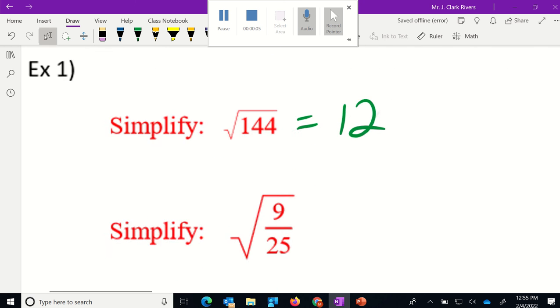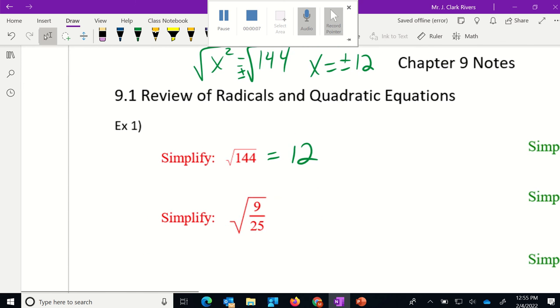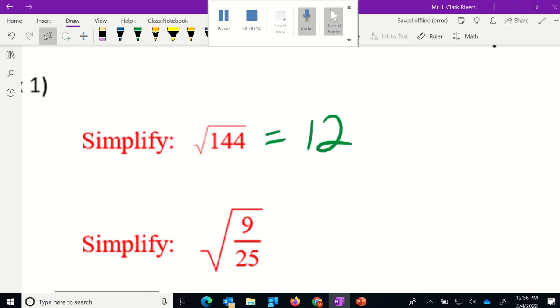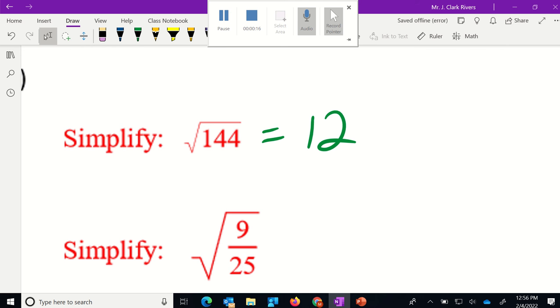All right. Square root of 144, guys. These are your 9.1 notes. So if you're at home, 9.1 is where we're at today. Pause the video now if you're not caught up with me. But square root of 144 is 12. We just talked about whether it's 12 or plus or minus 12. It's just 12. The square root of a number is positive.